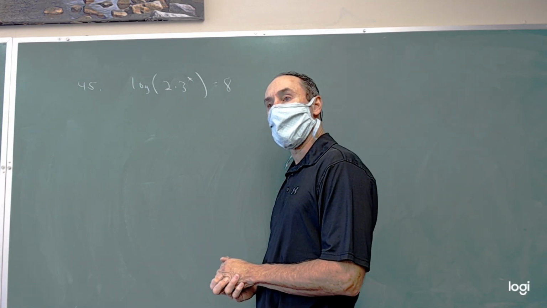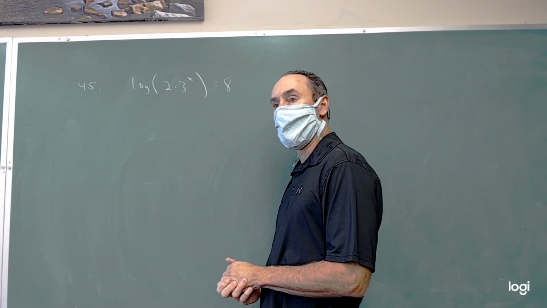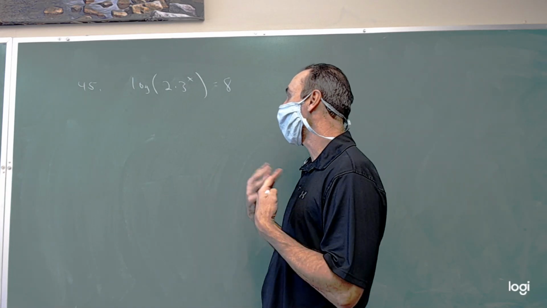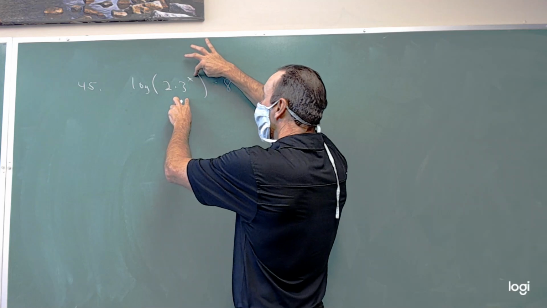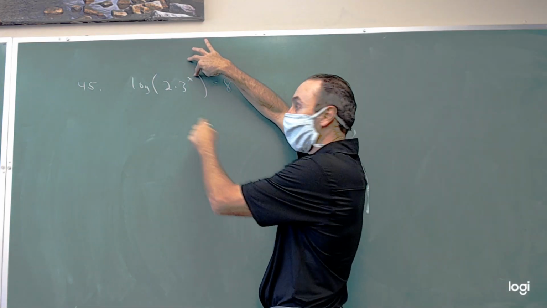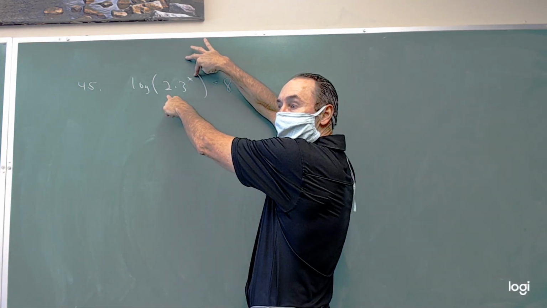My answer was not coming out to be even close to what the book had, so I'll do it both ways. I'm going to first do it. Now, the danger is we want to get to this log of 3 to the x, but we can't do it until we address this 2.